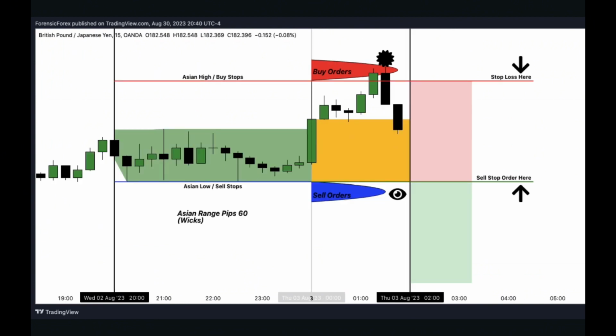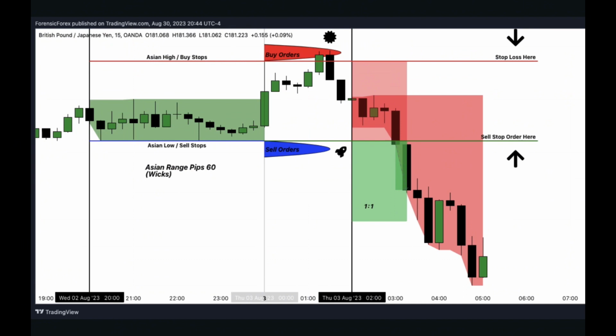Then we place a sell stop order at the Asian session low, and we put a stop loss order above the Asian session high. In this example, the Asian session was 60 pips. That's with the wicks, so the highest swing high and the lowest swing low. We place a stop loss of that same range, and we place a TP of that same range. So we have a 1-to-1 ratio. We're risking 60 pips to gain 60 pips.